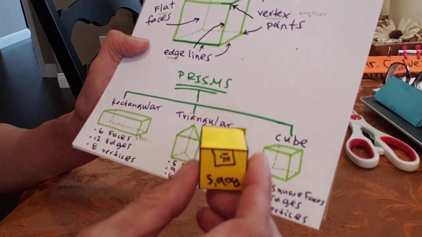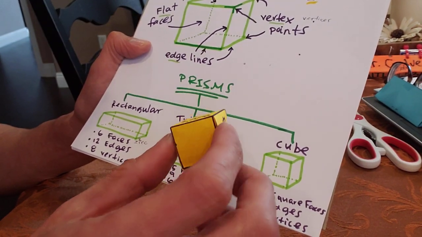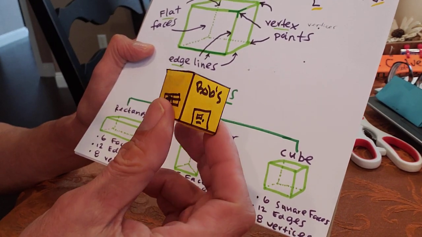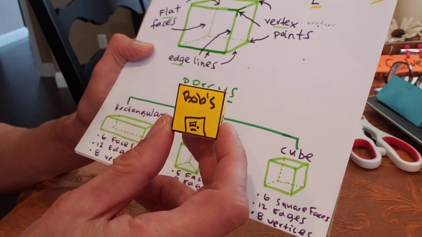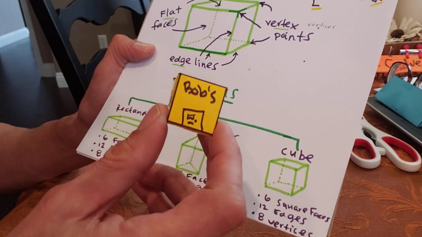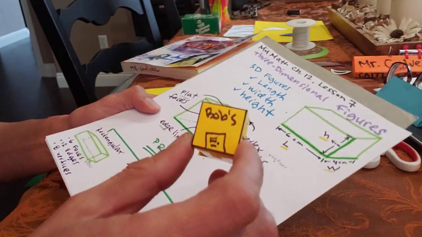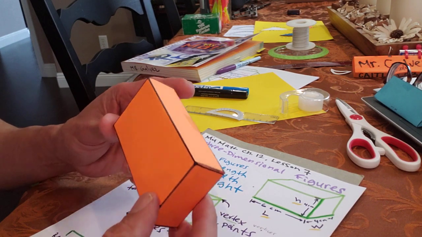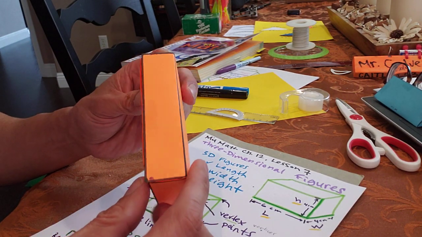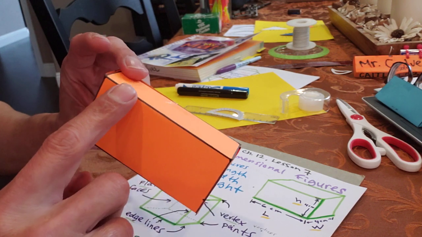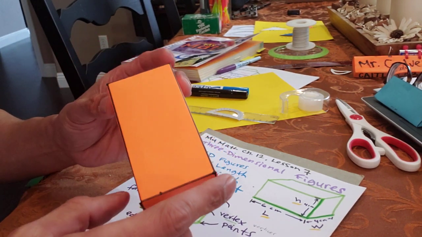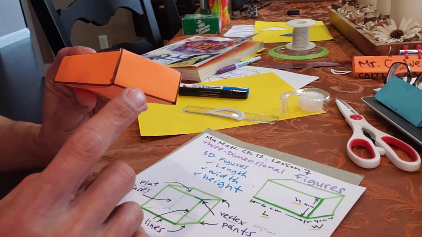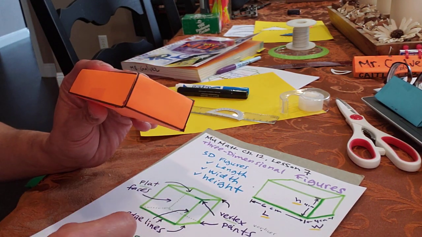Here is that cube that we made in an earlier lesson. This one turned out to be, I believe, Bob's Shop of Nightlights. Here's a rectangular prism that we constructed earlier. And each one of these black marks can be thought of as an edge line. You can think of this as the length, the width going back, and the height going up.